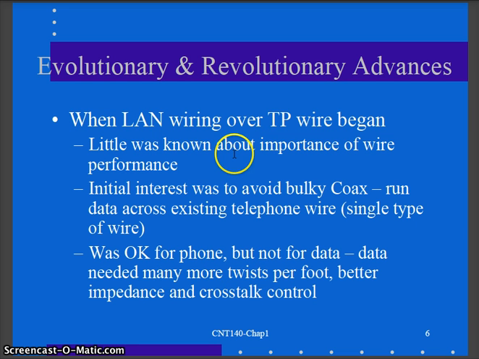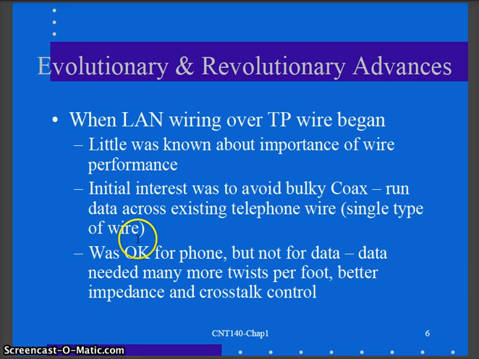When we started doing LAN wiring over twisted pair, there was very little known about its role and its performance and that sort of thing. So the real interest initially was to get rid of the bulky coax that was being used in Ethernet networks, coax bus networks if you think back. The phone cabling was a lot smaller, a lot easier to deal with, a lot easier to terminate, but not much was known about its performance.